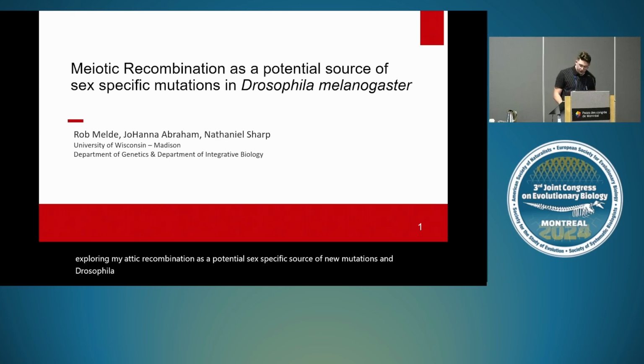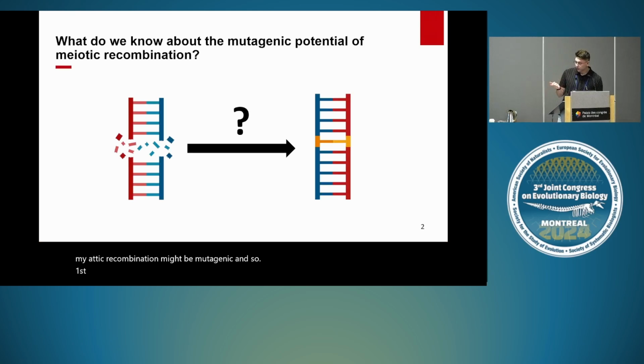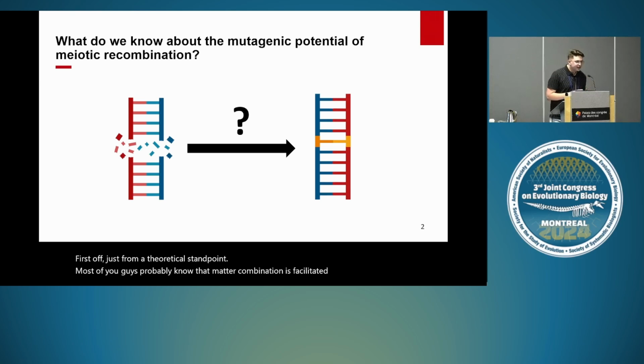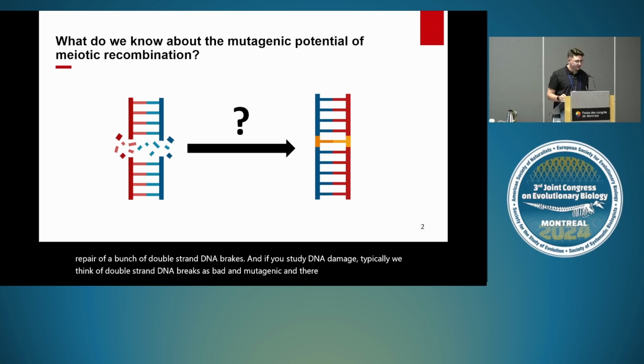So I want to start off my talk by first covering, okay, why do we think that meiotic recombination might be mutagenic? First off, just from a theoretical standpoint, most of you probably know that meiotic recombination is facilitated by the creation and repair of a bunch of double-strand DNA breaks. And if you study DNA damage, typically we think of double-strand DNA breaks as bad and mutagenic. And there is also some evidence to support this.